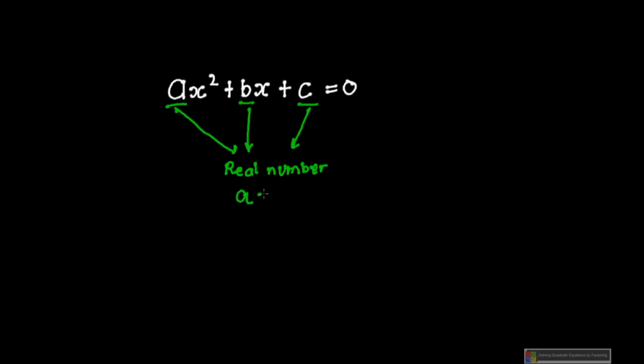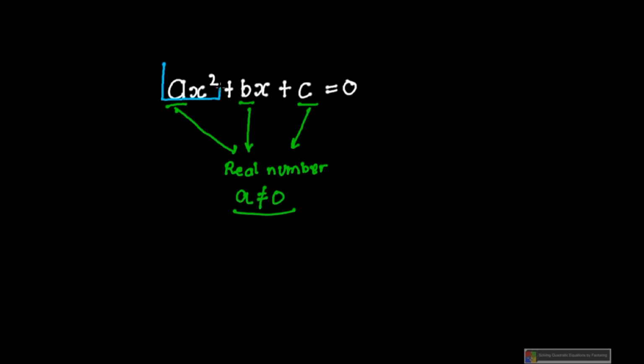In this video, we will illustrate and solve quadratic equations by factoring. A quadratic equation in terms of x is a second degree polynomial written in the standard form. And as we can see here, we have the parts. A, B, and C are real numbers where A is not equal to 0.